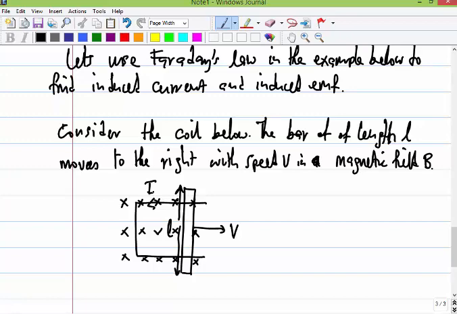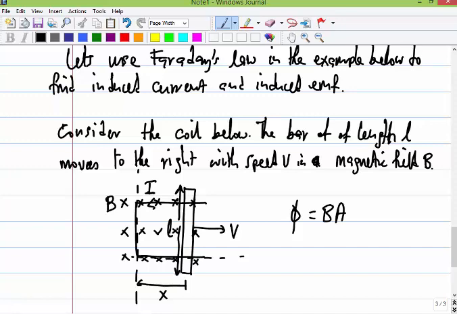We've already seen something like this, so the current is induced that way. If you imagine putting this on a coordinate system where this distance is x, then the flux through the coil is given by the magnetic field B times area A. The magnetic field B is into the board, and the area vector is also parallel to the field, so the flux is given by B times A.